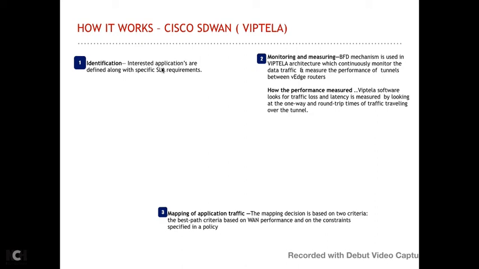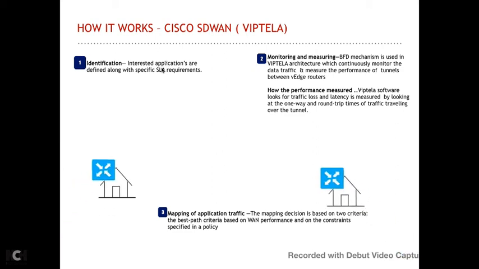And finally, you map the application path. Based on all the collected information from BFD, the Viptela software does a calculation of average packet latency, packet jitter or delay. Is it matching the SLA metric which is bound with the critical application? Based on that it automatically maps the application to the required transport based on certain criteria, which could be the best path criteria for WAN performance or as specified by policies, which we call AAR.